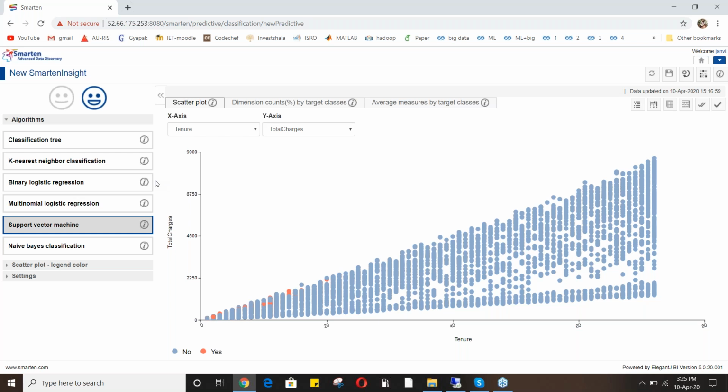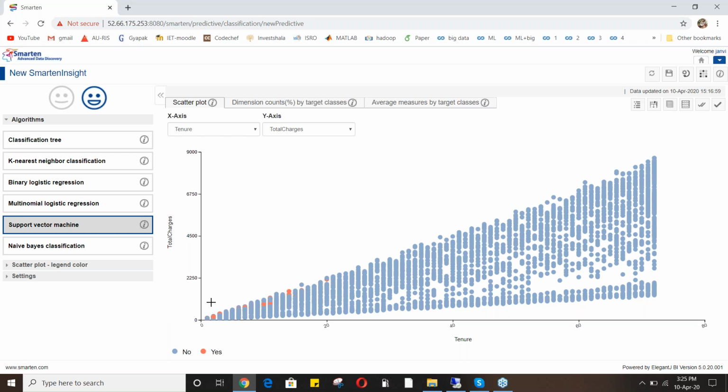So from the first screen, we can see a scatter plot of tenure and total charges. Whatever influencing factors you have selected, these two, tenure and total charges, are numeric, so that you can see a relationship. Here it will automatically plot this chart.